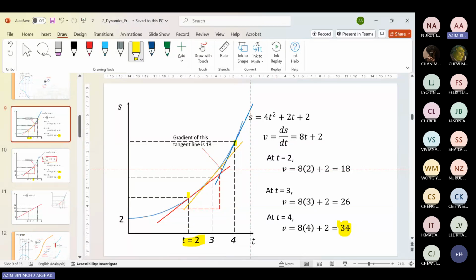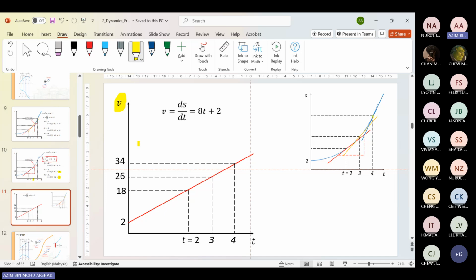At t equals 2, this is the point, and this is the line where the gradient is 18. This is based on the velocity equation, or ds dt. For t equals 3, right here, this is the straight line we're talking about. The gradient is 26. Then at t equals 4, the gradient of this tangent line, which touches this curve exactly at t equals 4, is 34. So you can see that the gradient is increasing. It means the slope gets steeper and steeper, which is exactly what is happening. So when you plot these values, 18, 26, 34, this is what it looks like.